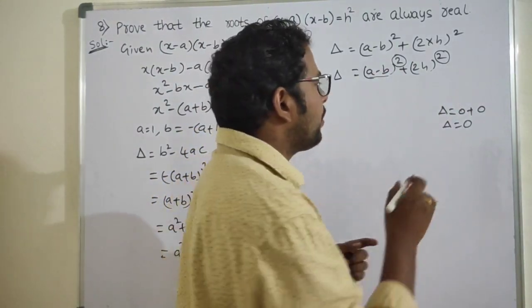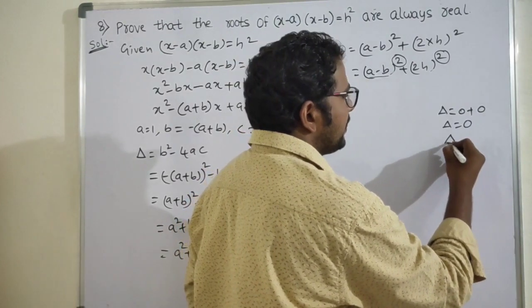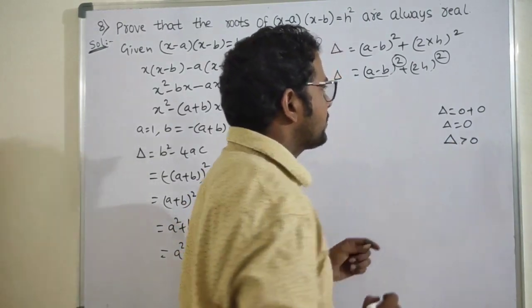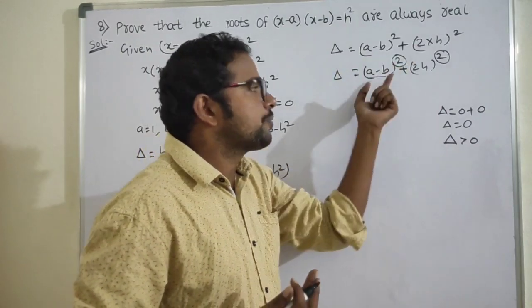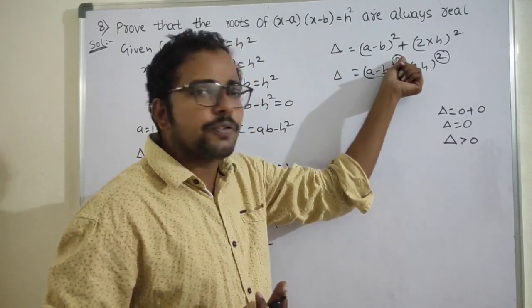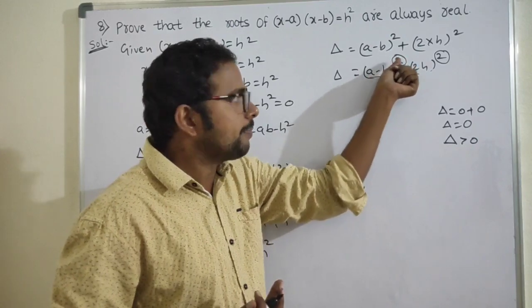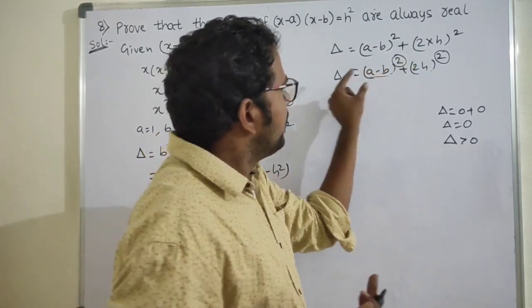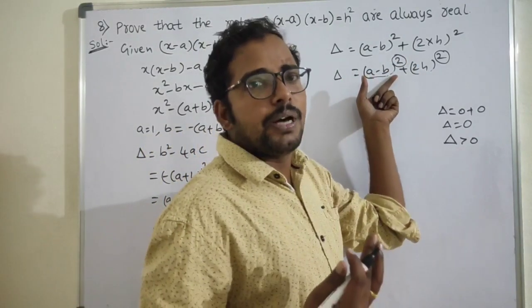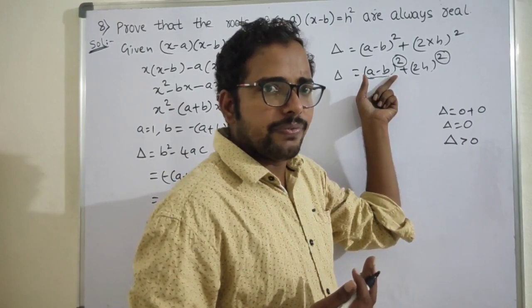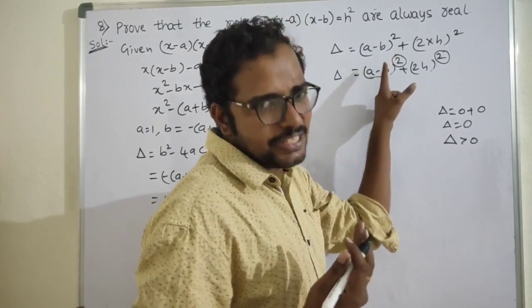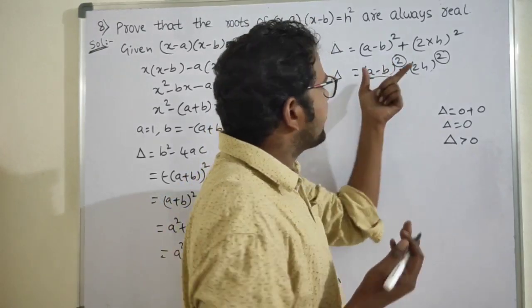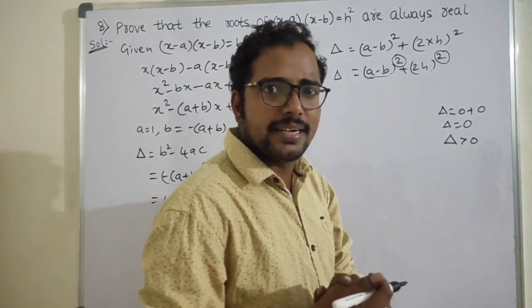Total value becomes a positive value, that is greater than 0. Suppose A minus B value is negative, then the total value becomes positive because a negative square becomes positive. Therefore, delta value is greater than 0, a positive value. So if A minus B equals minus 1, the square becomes plus 1. So delta value is greater than 0.